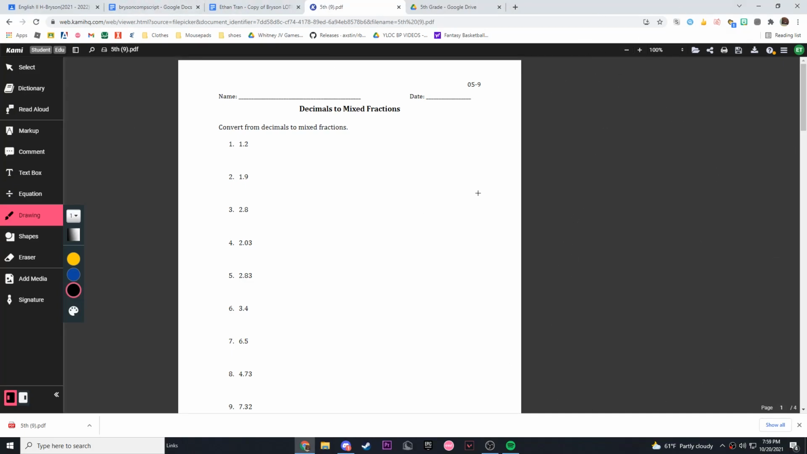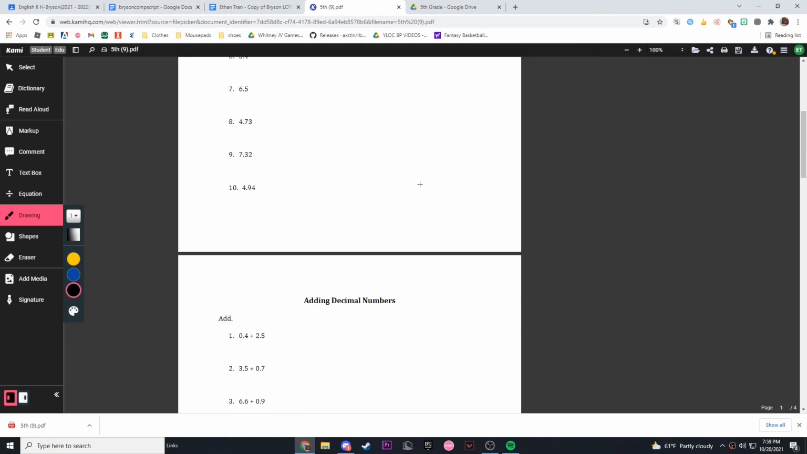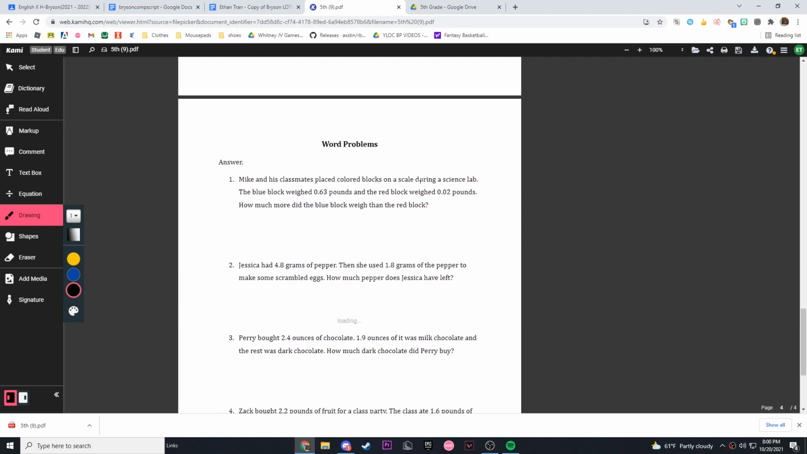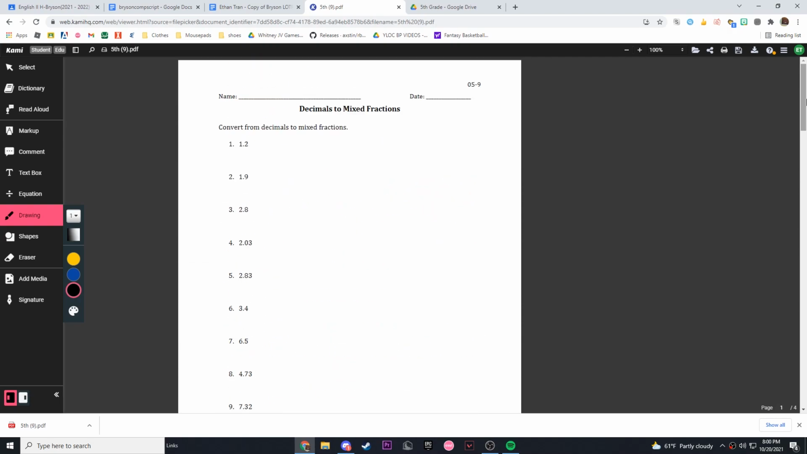In today's lesson, we're going to be going over decimals to mixed fractions, adding decimal numbers, subtracting decimal numbers, and word problems. So on the first page, we're going to be converting decimals to mixed fractions.